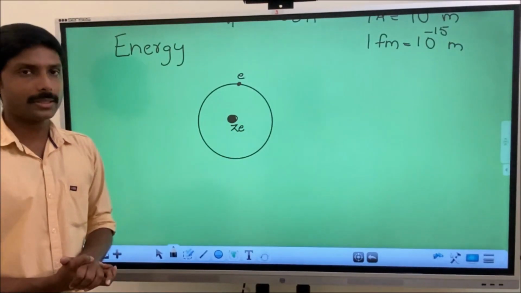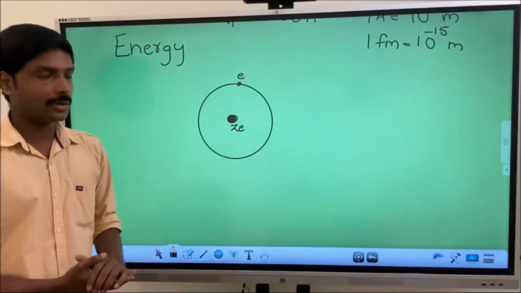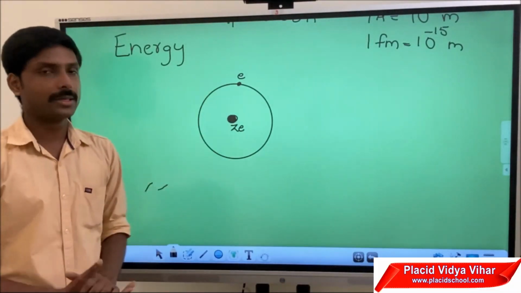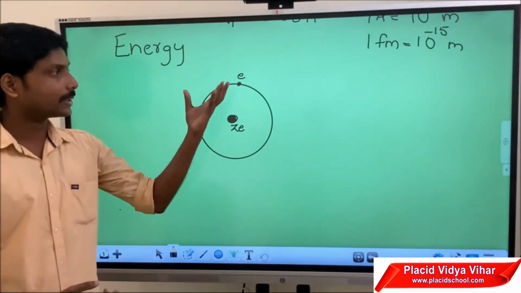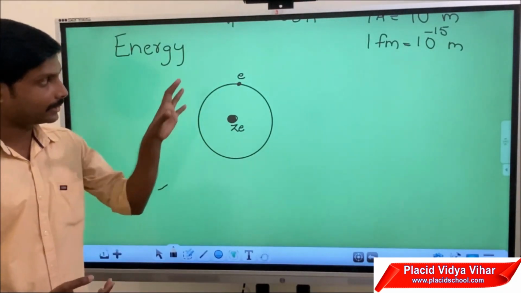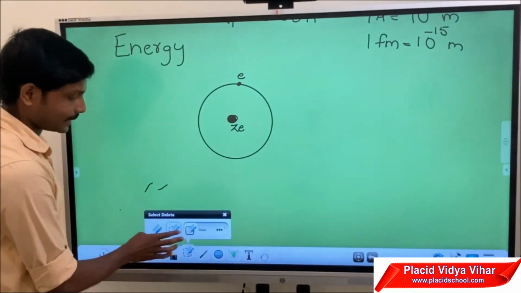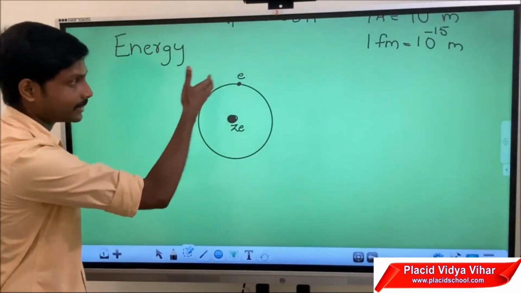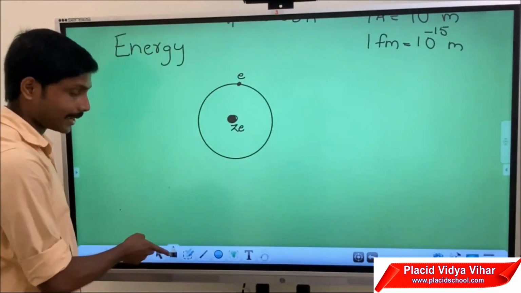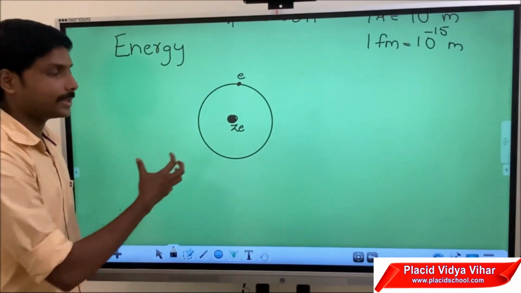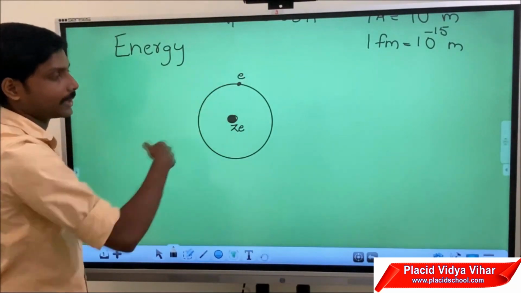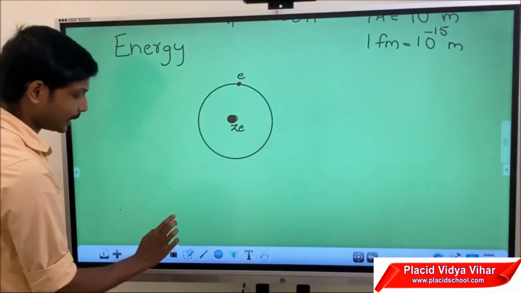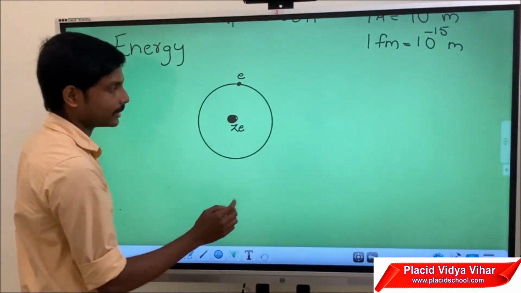Now we are considering an atom having a nucleus with a charge of Ze, around which one electron is revolving. What types of energies does this electron have? It will have two types of energies. As it is moving, it will have kinetic energy. As it is away from the nucleus to a certain extent, it will have some potential energy.